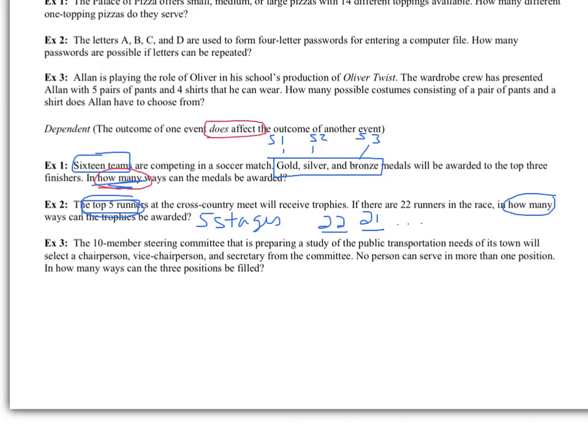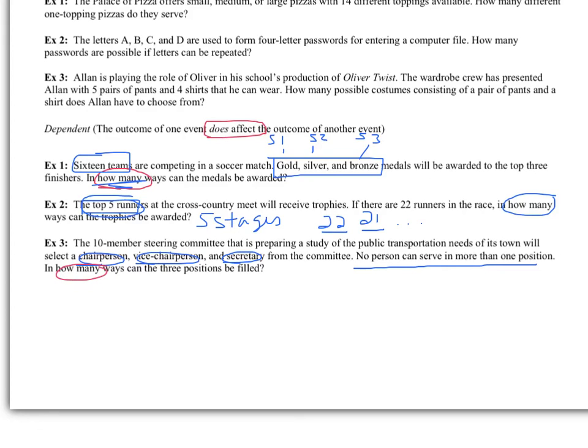Our last one, a 10-member steering committee that is preparing to study for the public transportation needs of its town will select a chairperson, vice chairperson, and a secretary from the committee. No person can serve in more than 1 position. Okay, that's what makes it dependent. And again, the key here is how many. So it's a counting principle.